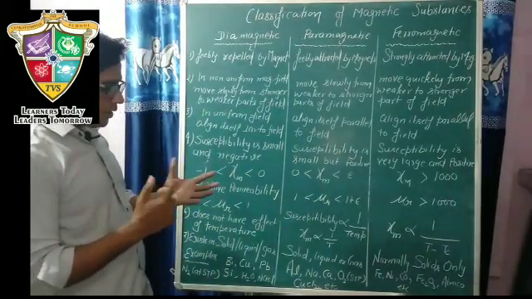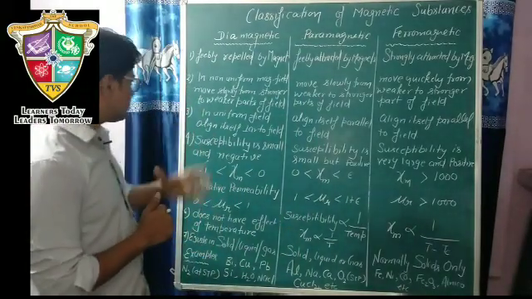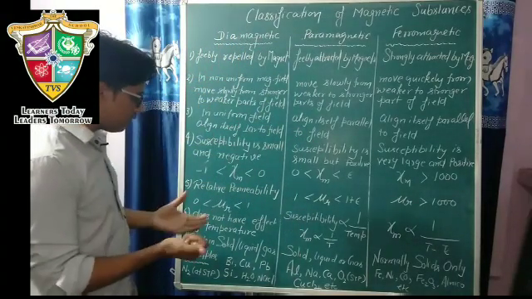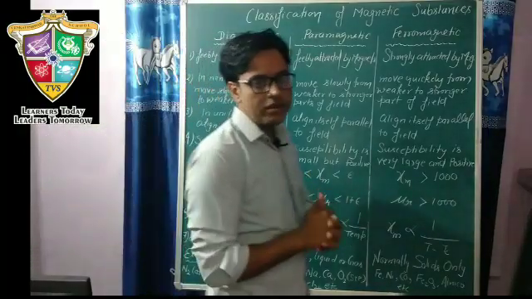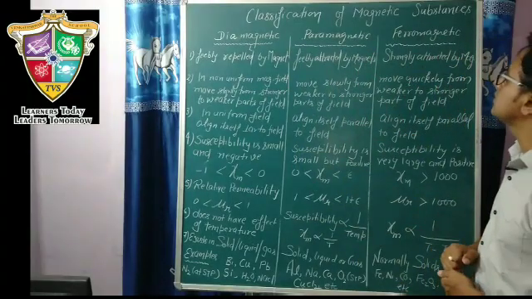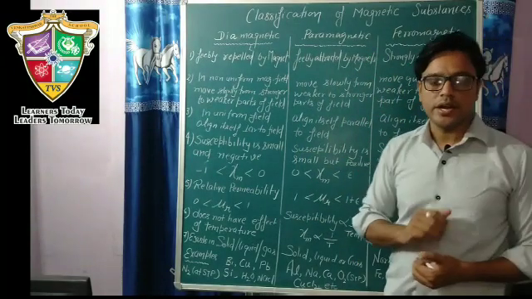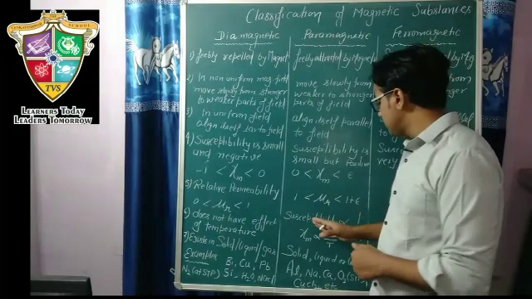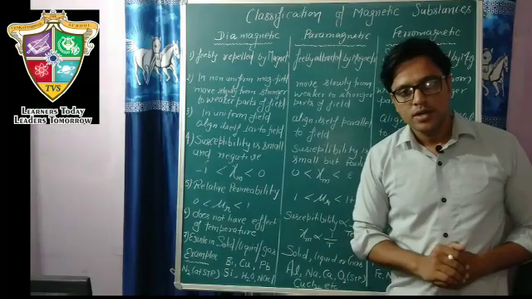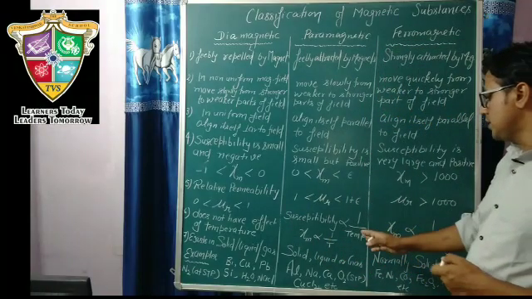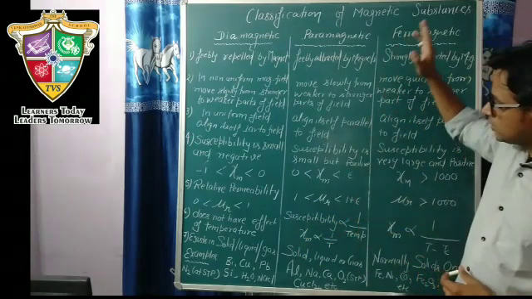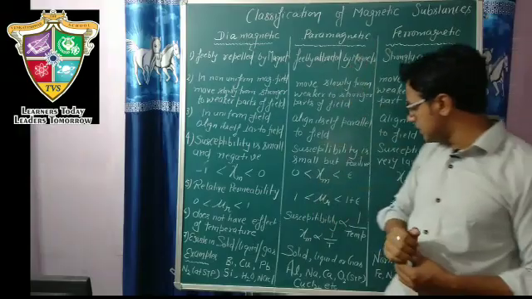If we take the case of temperature, then susceptibility of diamagnetic substance is not affected by temperature. It does not vary with the change in temperature. But paramagnetic substances follow Curie law, and according to this law, magnetic susceptibility of paramagnetic substance is inversely proportional to temperature. If we increase temperature, then susceptibility of paramagnetic substances decreases.